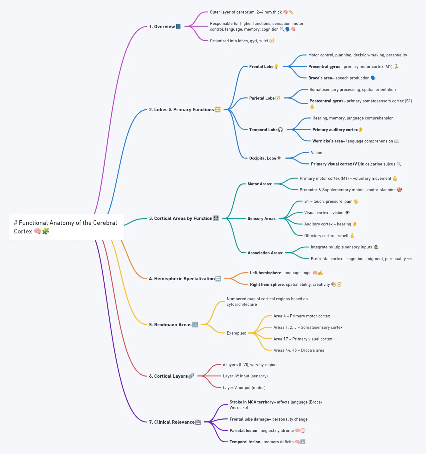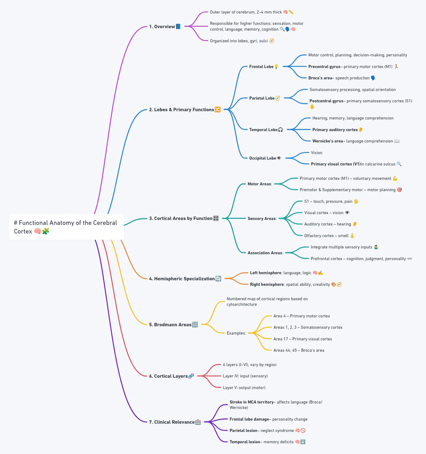Lobes and their core functions. Frontal lobe. Primary motor cortex on the precentral gyrus controls voluntary movement in a somatotopic map, homunculus. Premotor and supplementary motor areas plan and sequence complex actions.